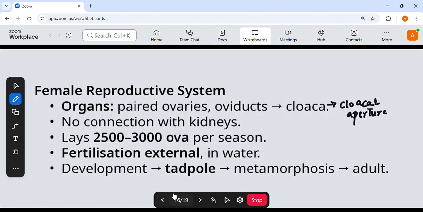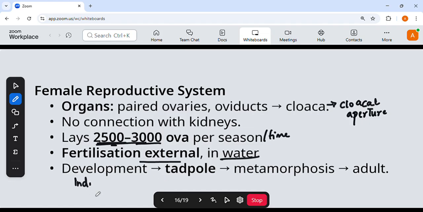This is the pathway, and they lay 2,500 to 3,000 ova per season. At one time, 2,500 to 3,000 ova are released. Fertilization is outside the body, external, in water. The male comes and releases the sperms, the female releases the ova, and now they will fuse. Why are they releasing eggs in such a large number? To increase the chance of fertilization, the females release more ova.